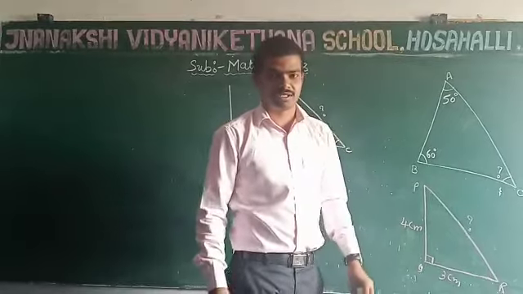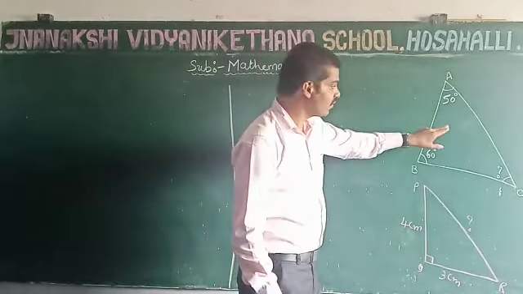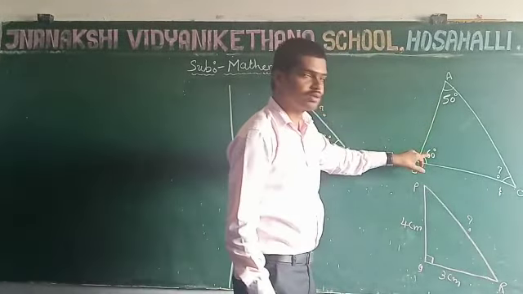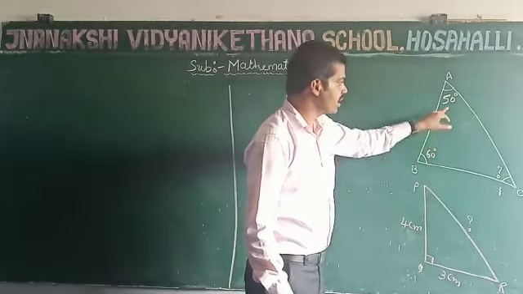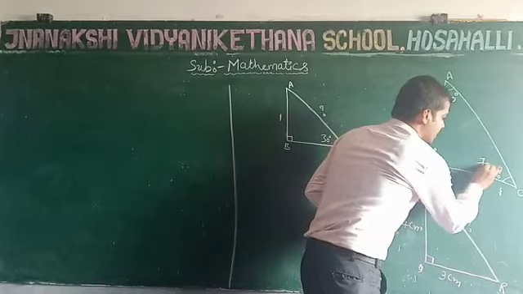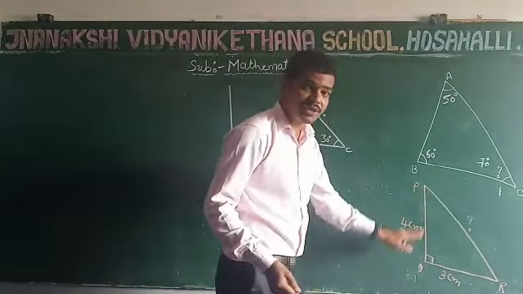Yes, this is possible by using the angle sum property of a triangle. The sum of three angles of a triangle is 180 degrees. Here 50 plus 60, 110. 180 minus 110. What is the third angle? Yes, that is 70 degrees. Is it clear? Next, observe the triangle PQR.